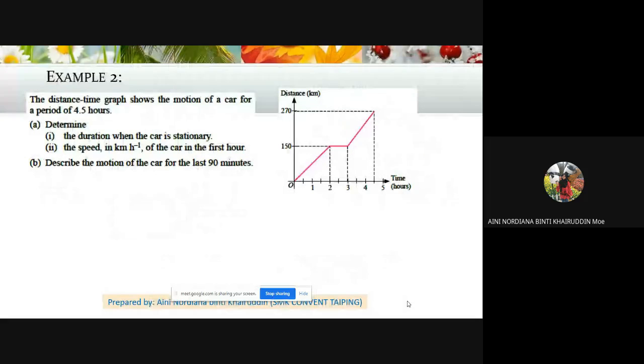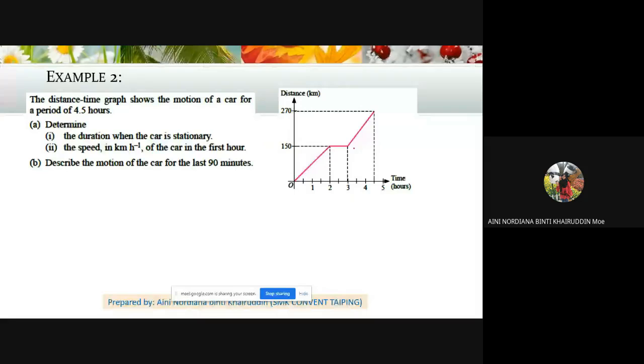Example 2. The distance-time graph shows the motion of a car for a period of 4.5 hours. So kalau you tengok graph ni, you tahulah mula dia bergerak and then stop and then bergerak lagi. Okay. Determine the duration when the car is stationary. Kalau you tak reti nak baca graph, tak boleh jawab lah soalan ni. That's why kena tahu baca graph.